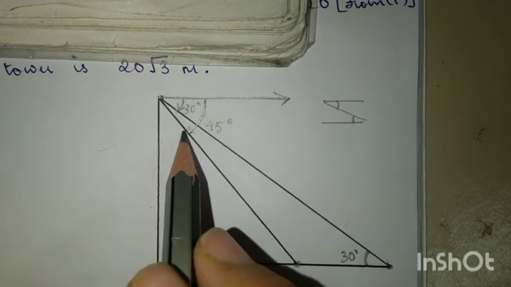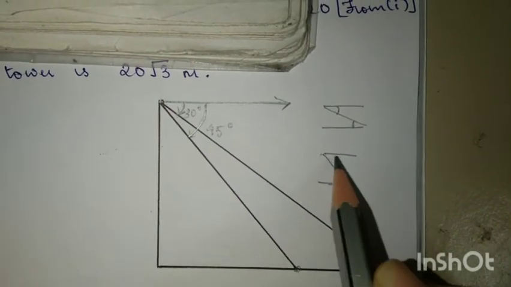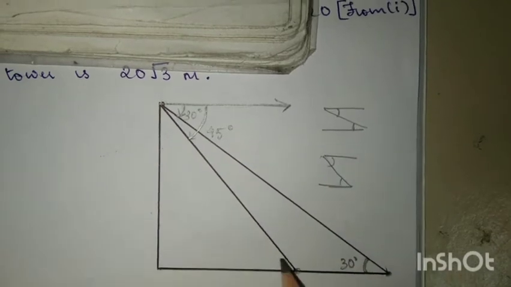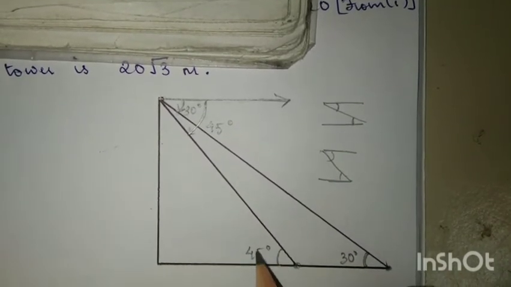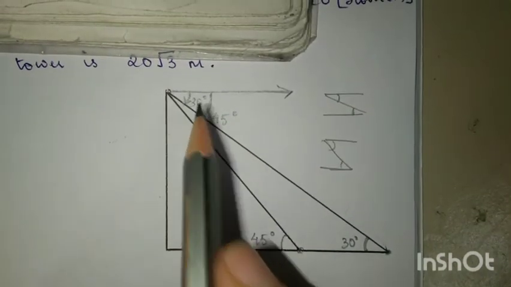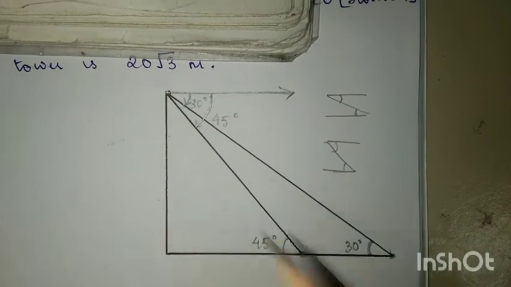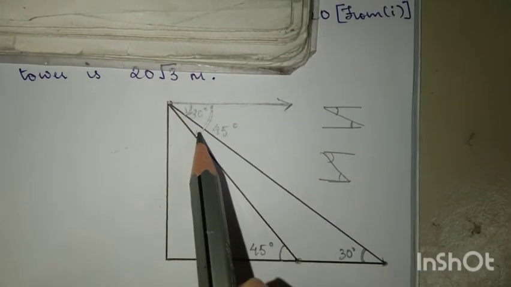If this one is 45, this is also 45, okay? If this is 45, this is also 45, okay? So this will also be 45 degree. And even without that, like I said before, the smaller triangle will have a bigger angle. The bigger triangle will have a smaller angle, okay?